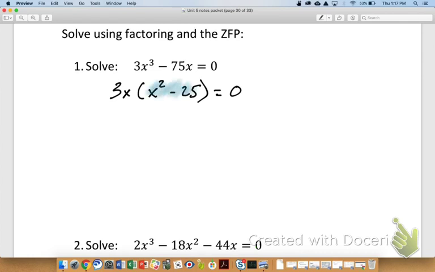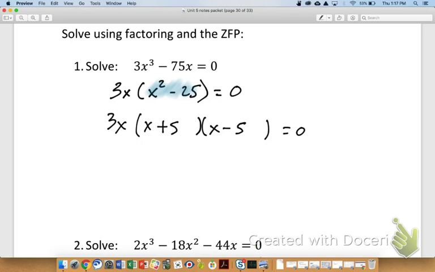Is the expression on the inside a binomial or a trinomial? Binomial. And then your last question is, is it the difference of squares? Yes. Do you see it? Isn't x squared a perfect square? 25, perfect square. They're subtracted. So here's how that factors. 3x, still there. And then x squared minus 25 would factor as x plus 5 times x minus 5. There's your difference of squares factoring.